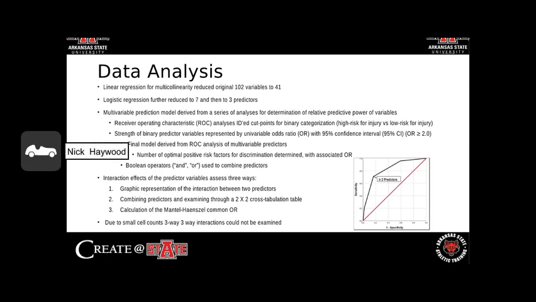Linear and logistic regressions reduced the original 102 variables to the final 3-factor prediction model. The multivariable prediction model was derived from a series of analyses for determining relative predictive power of the variables. The interaction effects of the predictors were assessed in 3 ways. The first was graphic representation of the interaction between 2 predictors. The second was combining predictors and examining through a 2x2 cross-tabulation table. And the third was calculating the Mantel-Haenszel common odds ratio.